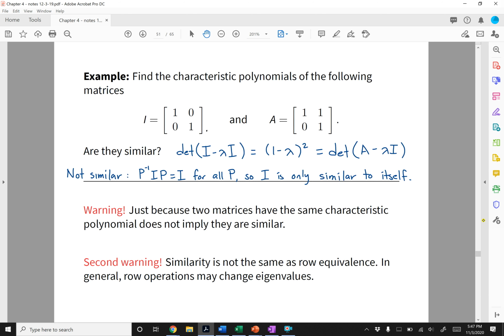So just because two matrices have the same characteristic polynomial does not imply they're similar. If they're similar, then they have the same characteristic polynomial, but not necessarily the other way around. Similarity is not the same as row equivalence, so row operations may change the eigenvalues, so be careful.